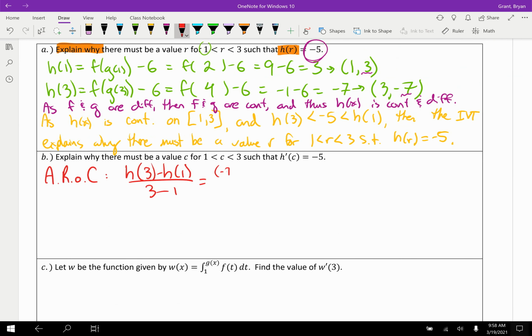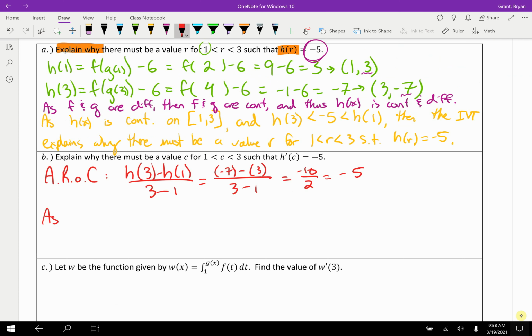h(3) is -7. h(1) is 3. And we get -10 over 2, which is -5. All right, we found that average rate of change because they match. We are in business. How do we conclude?